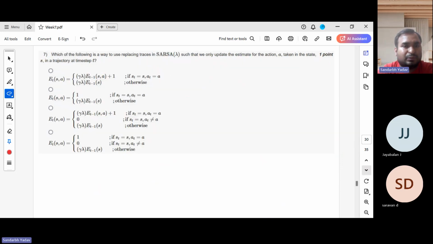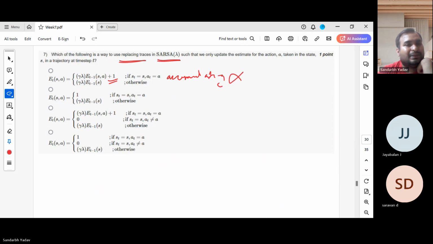So now we move to question 7. Question 7 says, which of the following is a way to use replacing traces in Sarsa lambda such that we only update the estimate for the action A taken in state S in that variable. Sarsa lambda, we have already seen the code. I think you should be able to do this. So you can see it's actually accumulating. We don't do plus one in replacing traces. So it's asking for replacing traces.